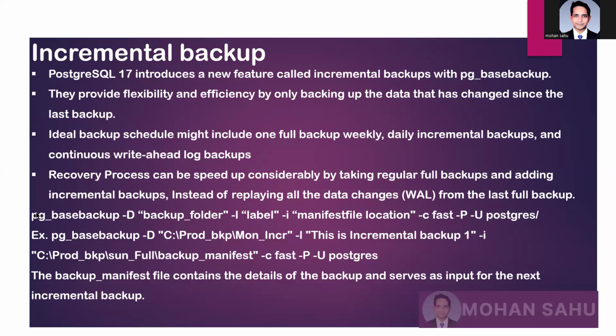So here, this is the command: pg_basebackup -D. Here we'll give the backup folder, and this is -l, where we can give the label. I means incremental, P means progress, it will show the progress, and U means user, the Postgres user. So this will be the command: pg_basebackup -D, this will be the location of the folder where we want to take the incremental backup. This is the label, and here it is the location where it will take the reference from. I will show you this as well.